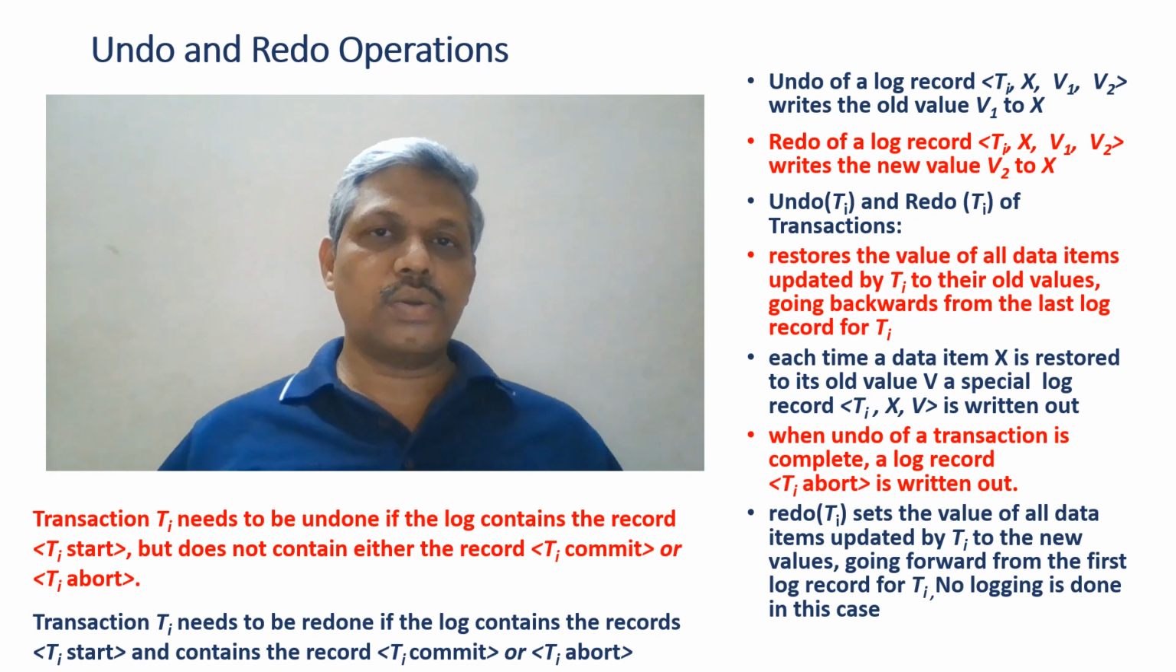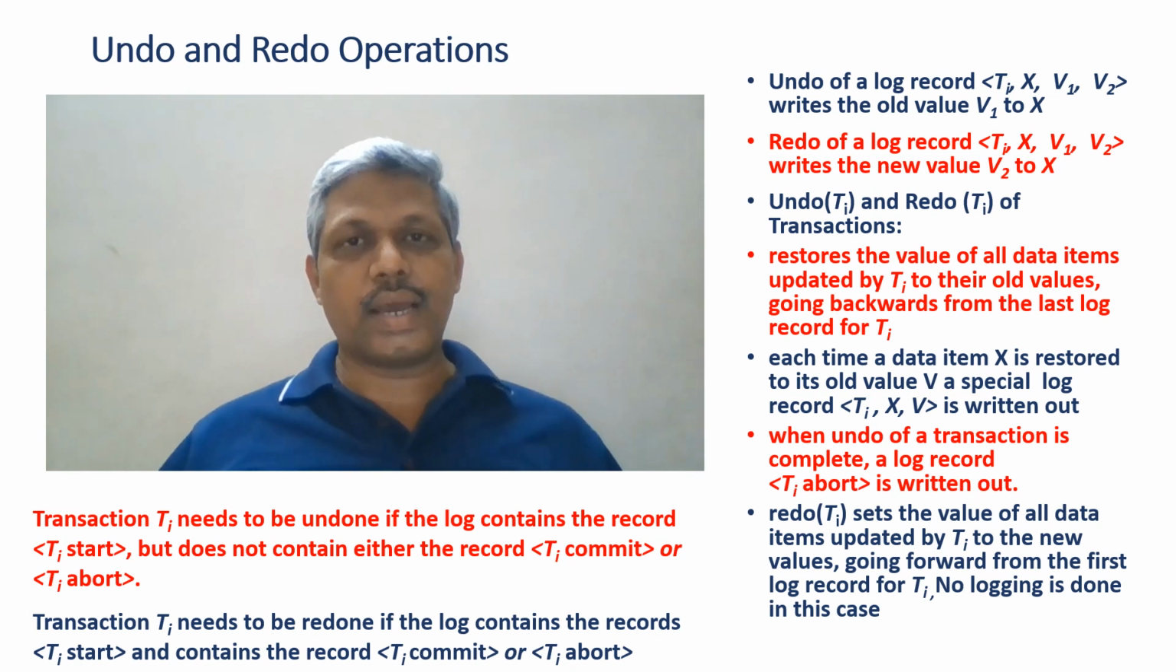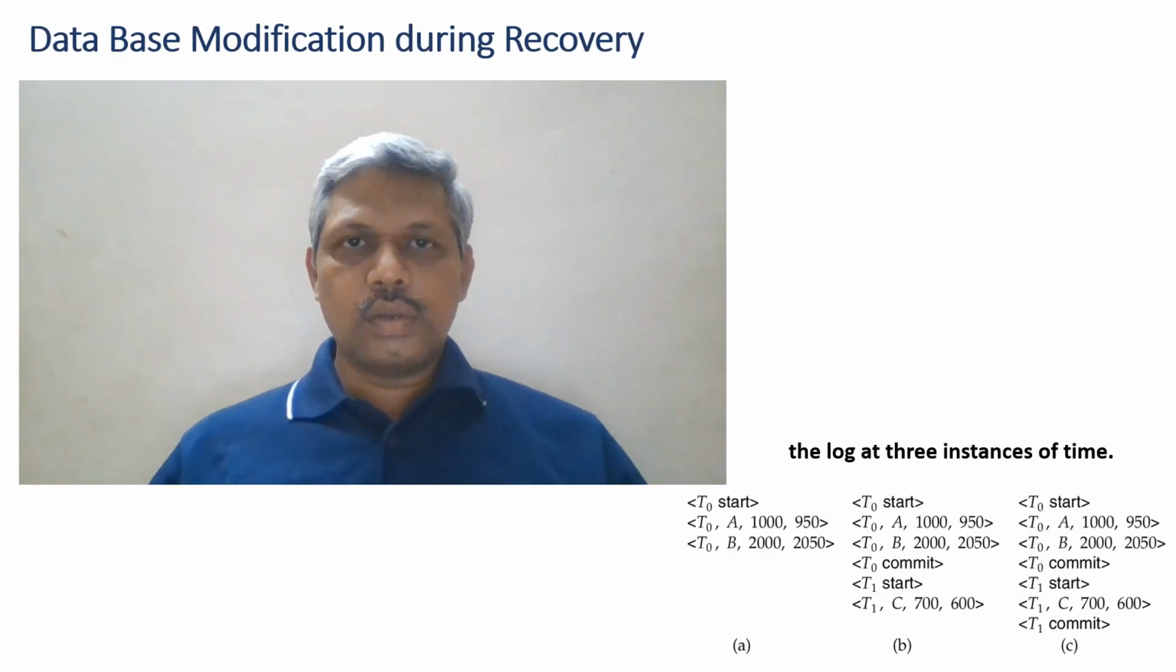So that is why we need to redo the actions of Ti, even if it aborts. Now let us try to understand the log records and the actions to be done. Let us consider an example of three log records at different instances of time.